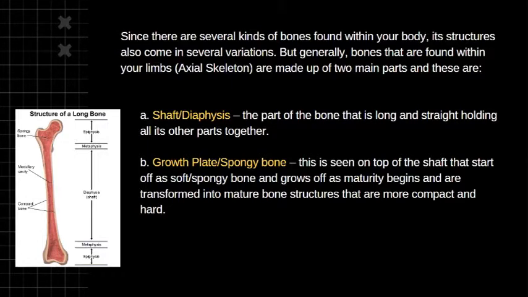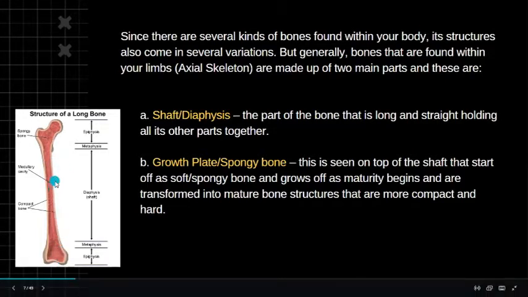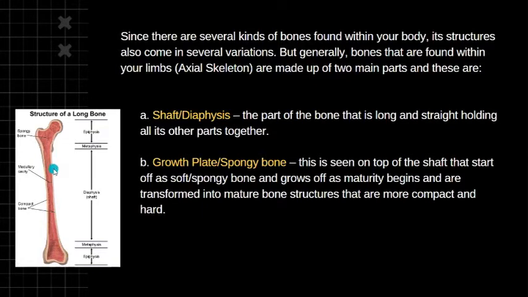So yung shaft, ay napakasimple lang. Let's use this image, no? Shaft is the long part and long straight part na ito. This is what we call shaft or the diaphysis. Ayan. And then growth plate naman or spongy bone is here. Ayan. So this is on top of the shaft that start off as soft, spongy, and grows off as maturity begins and are transformed into mature bone structures that are more compact and hard.